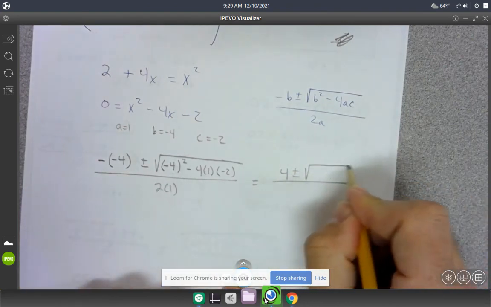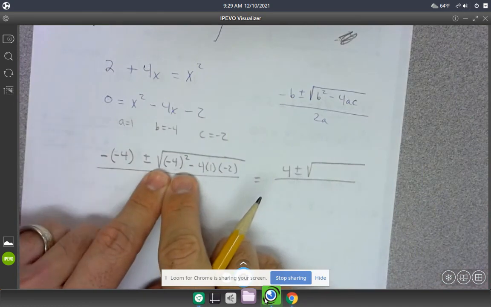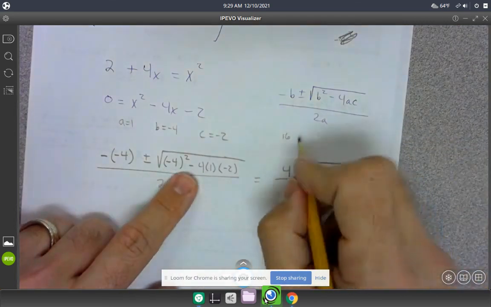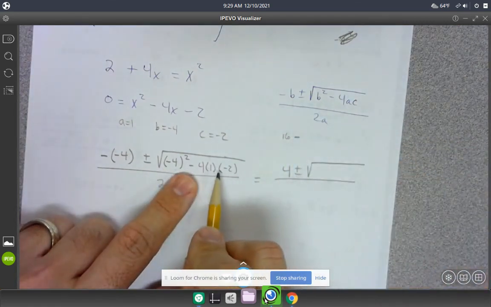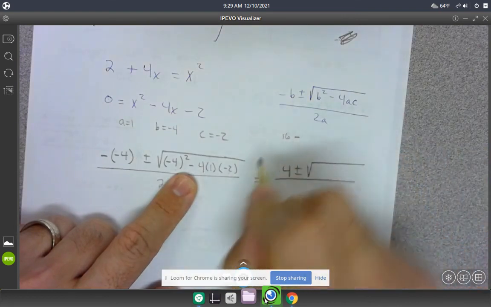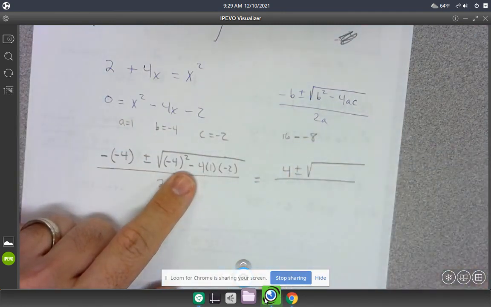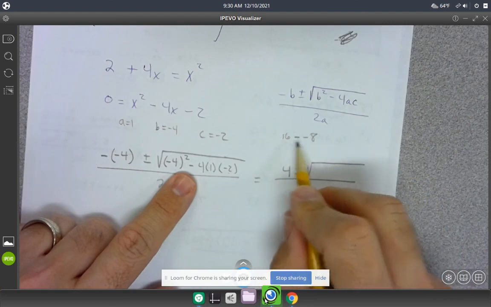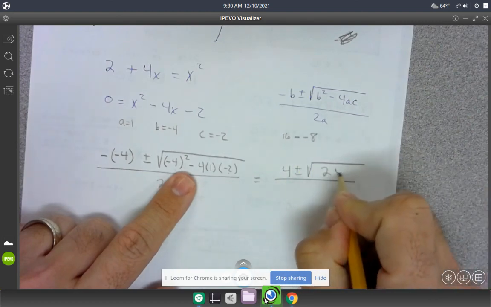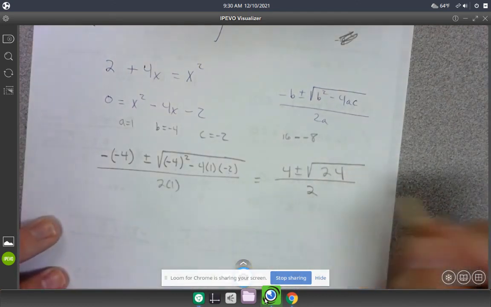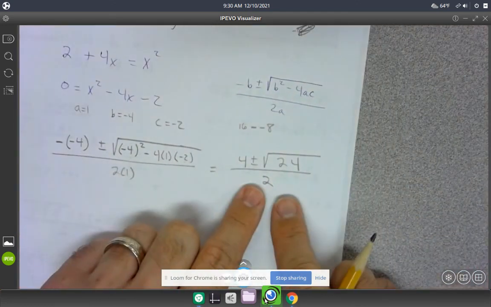Okay, we'll work this out. All right, negative 4 squared is just negative 4 times negative 4, which is 16. And then we are subtracting. We've got 4 times 1 times negative 2. So it ends up just being 4 times negative 2, which is negative 8. And 16 plus 8 will be a 24 there. Okay. And then you got a 2 on the bottom. All right. So this represents my two answers.